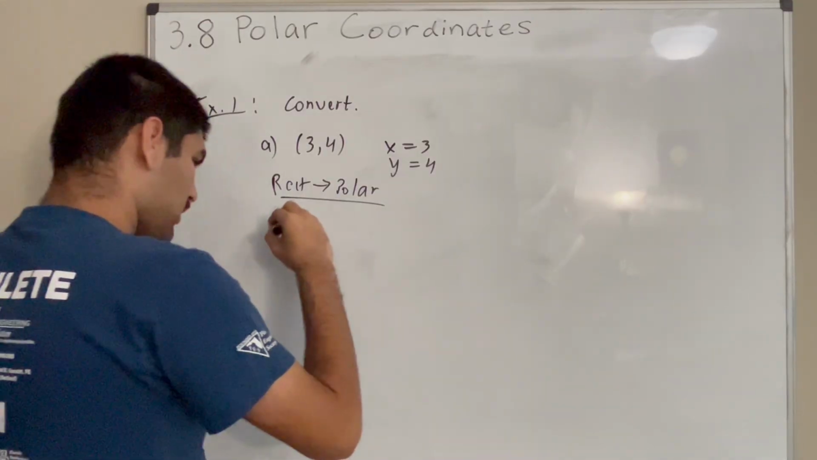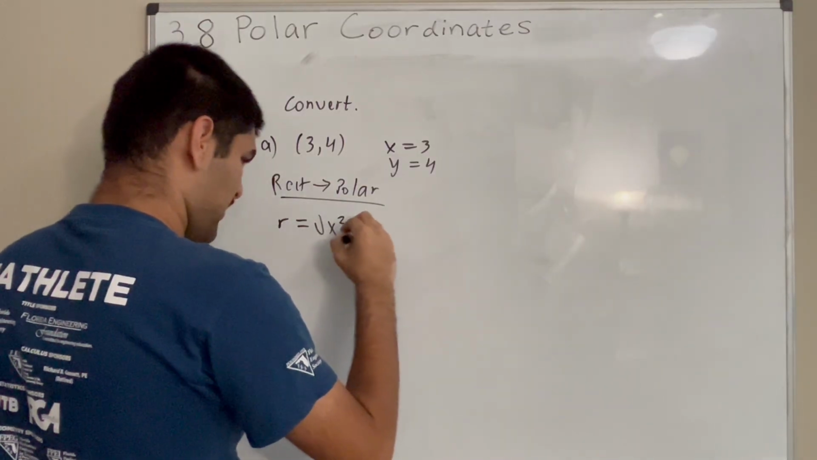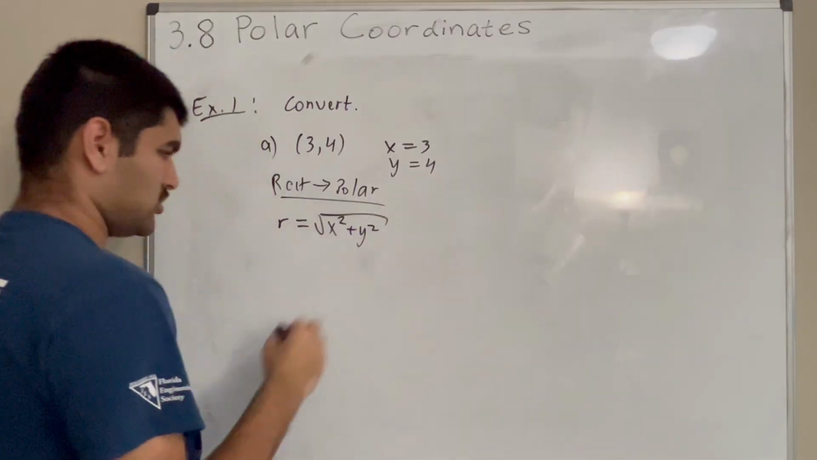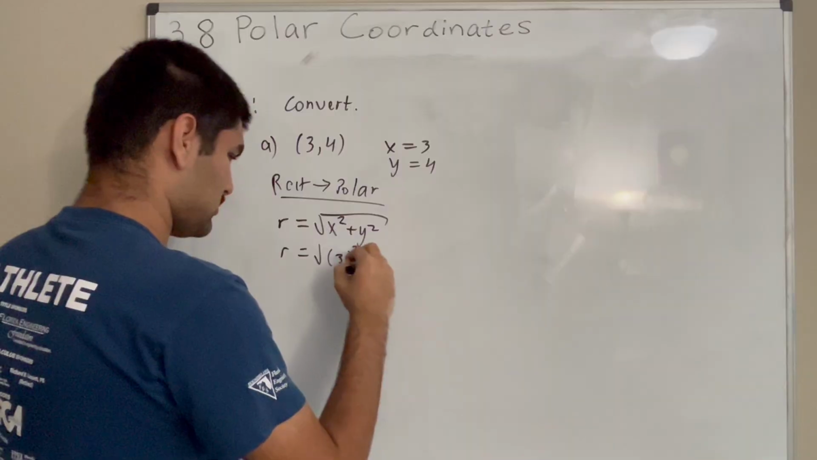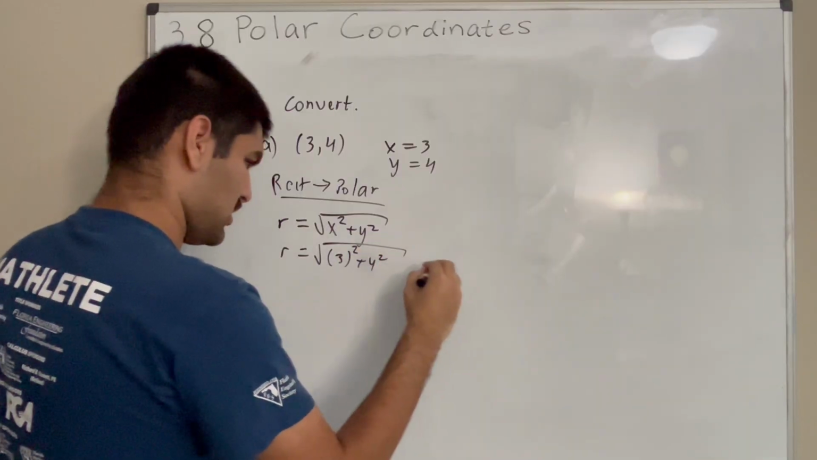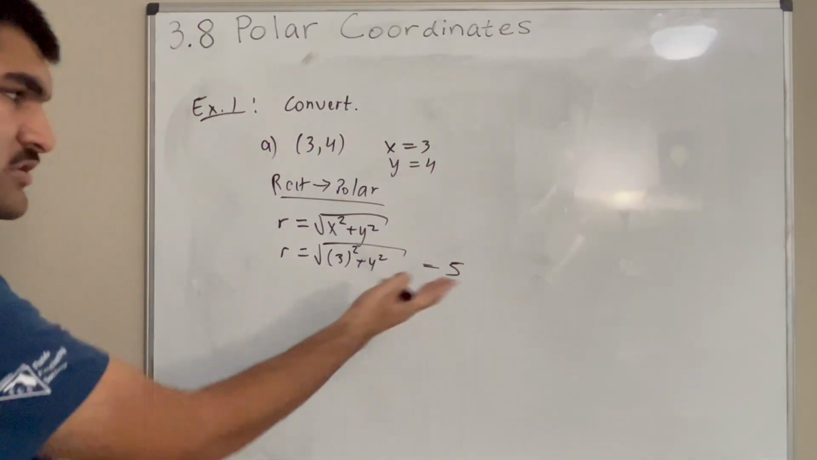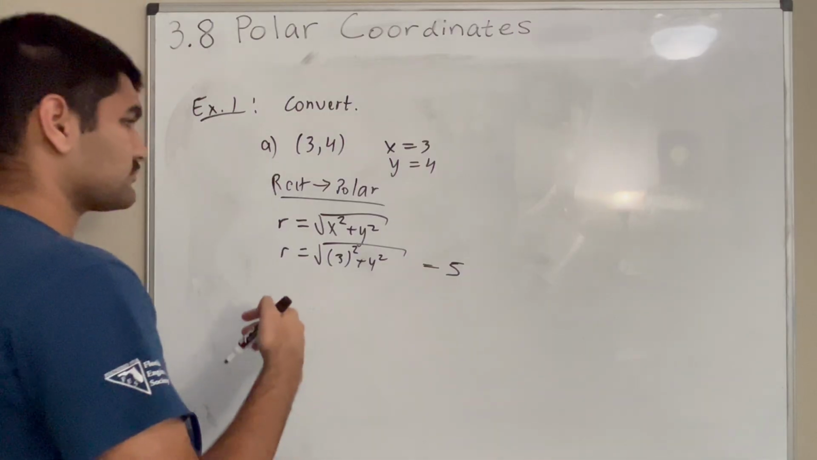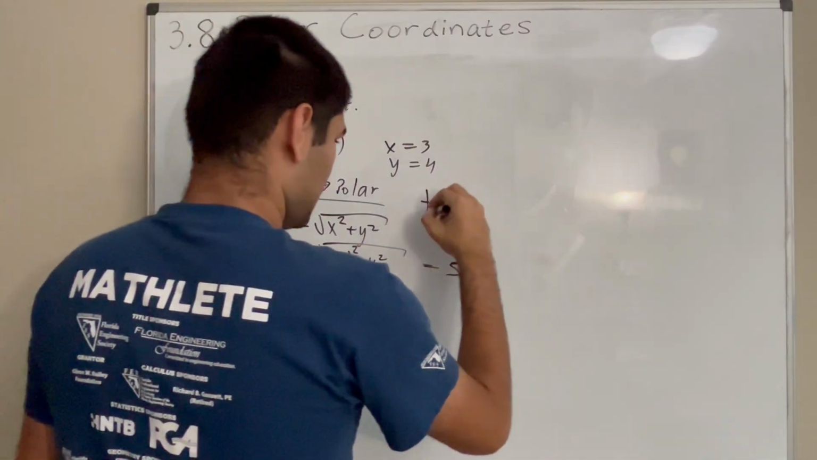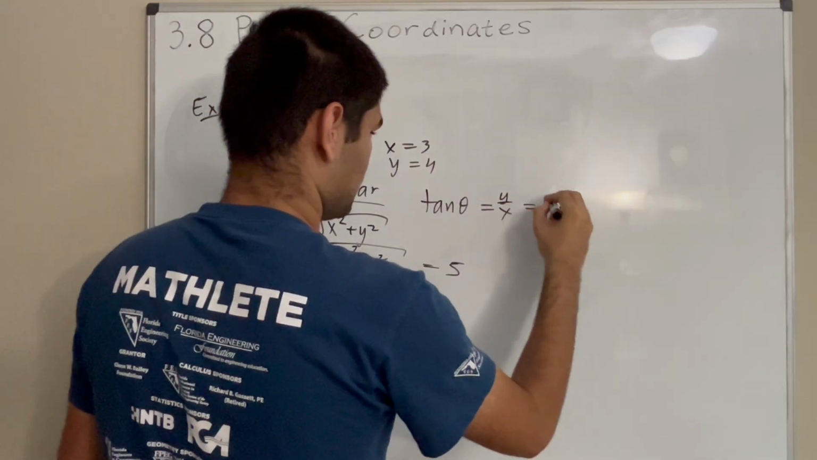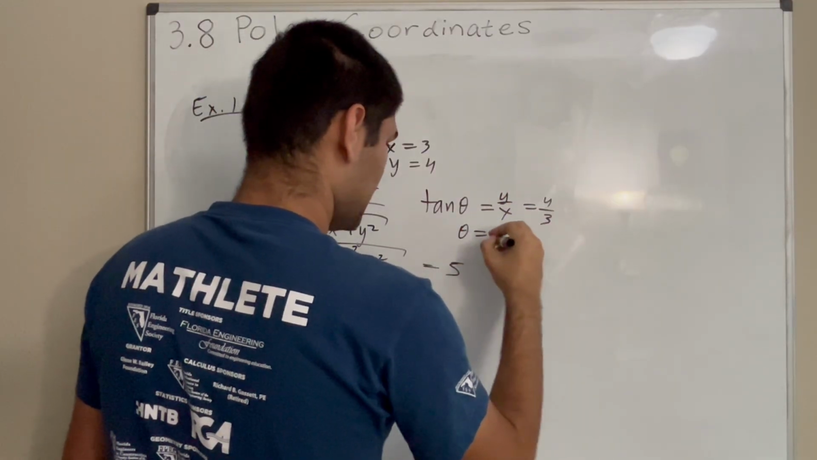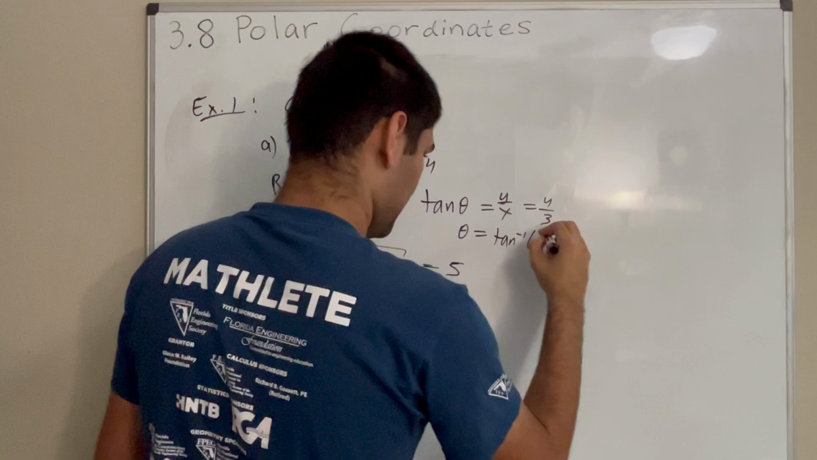Well, to find r, we can use the Pythagorean theorem, right? Square root of x squared plus y squared. So then we can substitute in. You get 3 squared plus 4 squared, and that's equal to 5. So r is equal to 5. And then to find theta, recall that tangent of theta is equal to y over x. So that's equal to 4 over 3 in this case. So then theta is equal to the inverse tangent of 4 over 3.